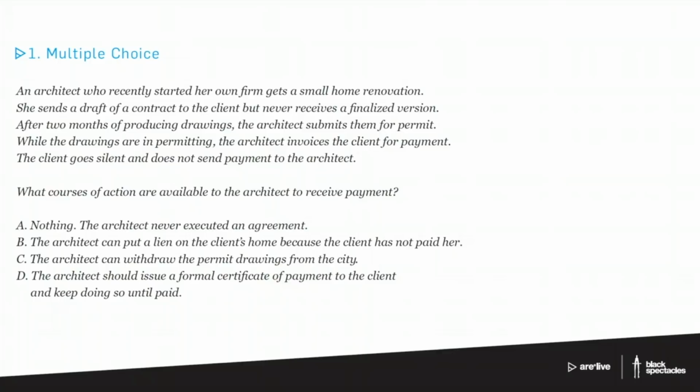An architect who recently started her own firm gets a small home renovation. She sends a draft of a contract to the client, but never receives a finalized version. After 2 months of producing drawings, the architect submits them for permit. While the drawings are in permitting, the architect invoices the client for payment. The client goes silent and does not send payment to the architect. What courses of actions are available to the architect to receive payment?